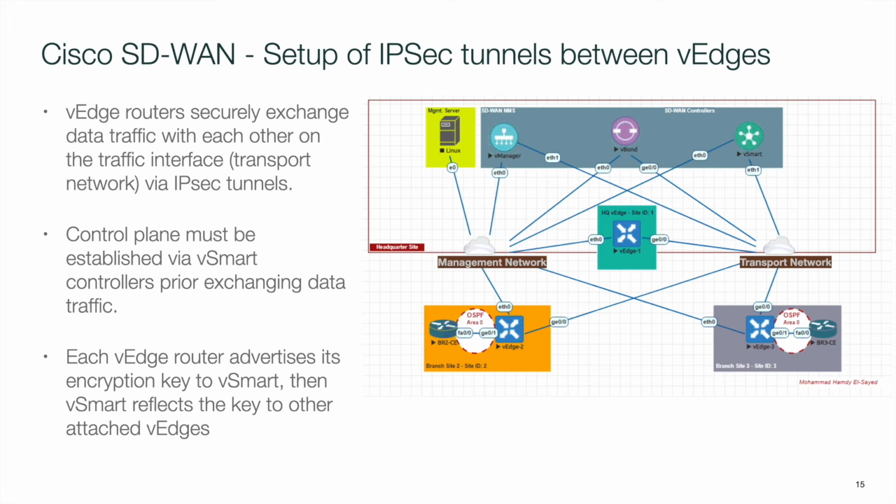Prior to exchanging data traffic and establishing IPSec tunnels between vEdge routers, the control plane must be established via the vSmart controller. If we have an issue on the control plane, IPSec tunnels will not be able to be established. Each vEdge router advertises its encryption key to vSmart, then vSmart reflects the key to other attached vEdges. That will be done via the OMP protocol.